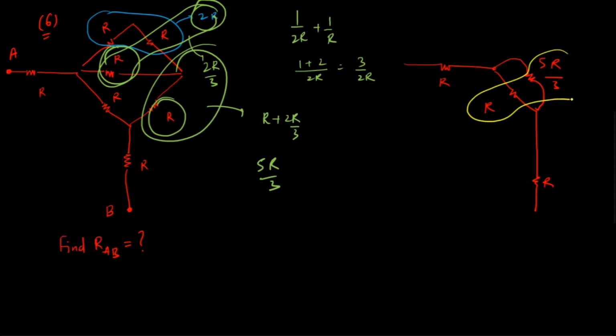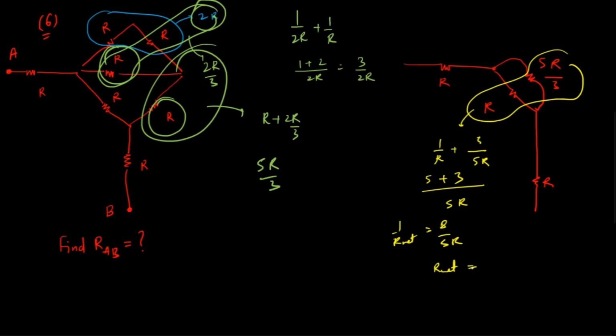Now as you can see again, these two are in parallel combination. So 1 over R plus 1 over 5R by 3. If we take the LCM, we'll have 5 plus 3. So 1 by R net must be equal to 8 by 5R. So R net is coming out to be 5R by 8, like that. So now we got the value of these two resistances, that is 5R by 8. So the final look of the circuit must be like that.